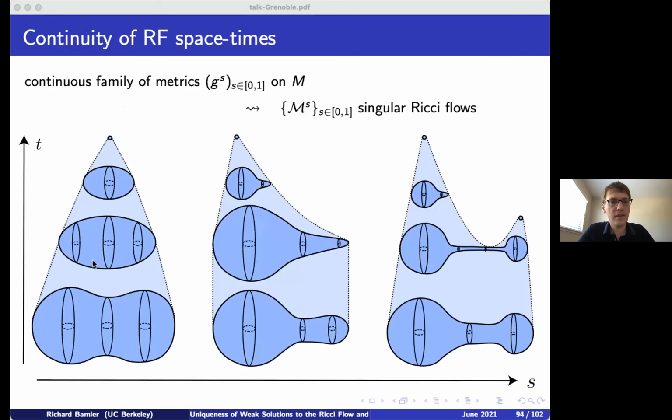So let me go back to the slide. Let me fix some t here. Then if I look at all the time t slices, I see some sphere. The sphere will grow some kind of nose. And then if I go further to the side, I see a sphere and then something that looks a bit like a point, and then this point will grow out to become another sphere, okay? So in other words, here the time t slice is a sphere, while here the time t slice consists of two manifolds that are diffeomorphic to a sphere, okay?